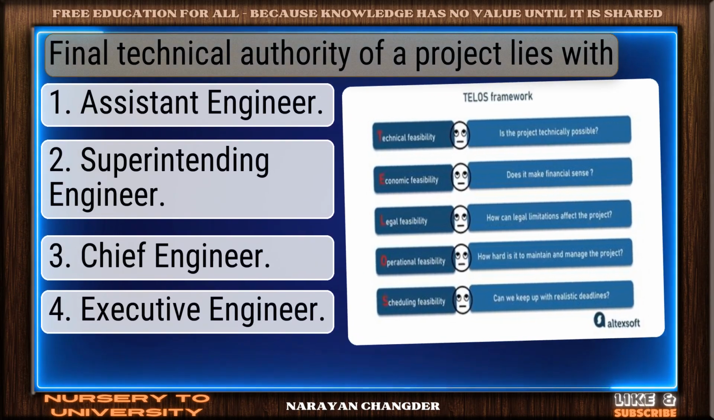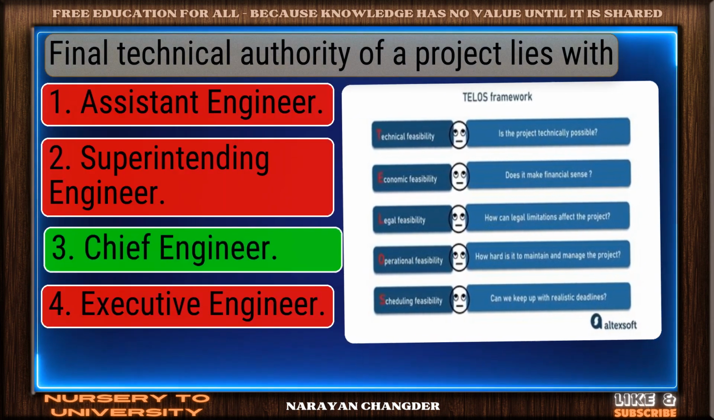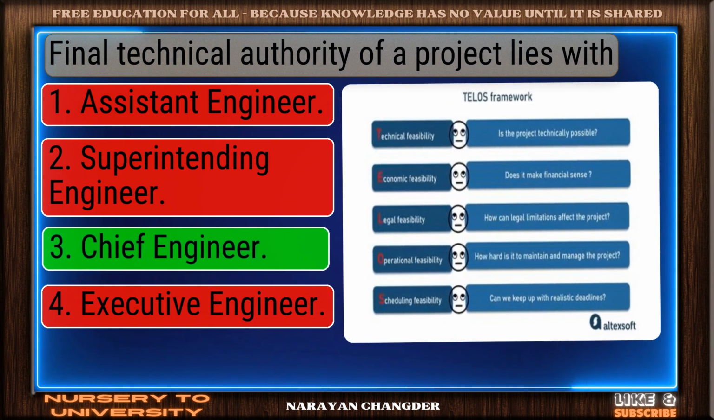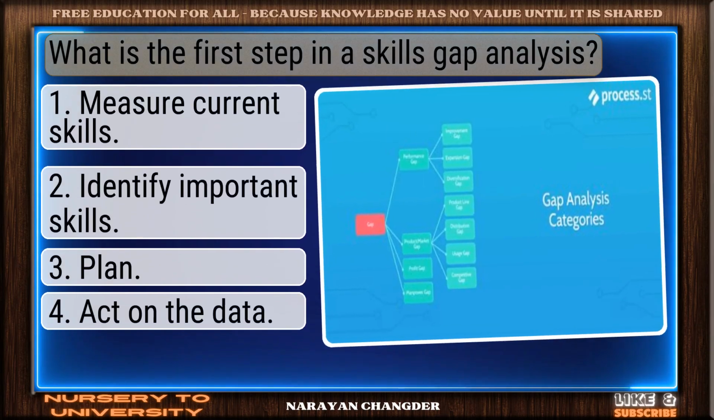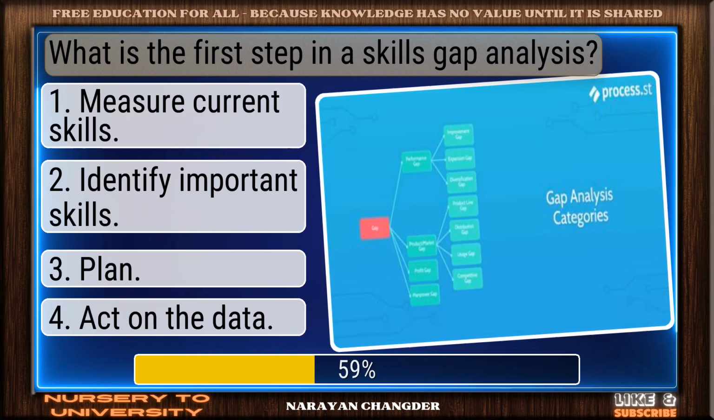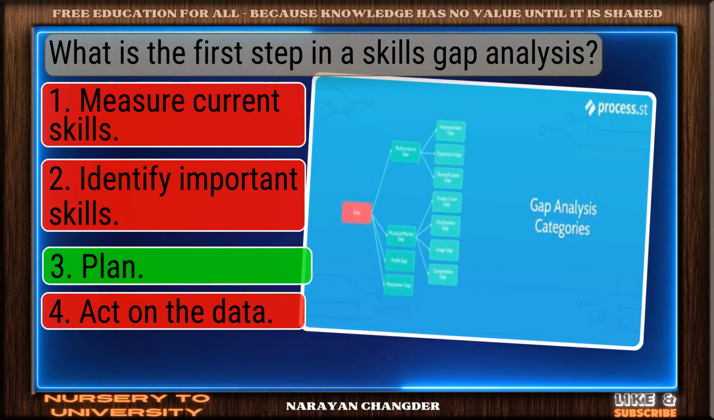Final technical authority of a project lies with. Correct response. Chief engineer is the most accurate answer. What is the first step in a skills gap analysis? Right choice. Plan is the best answer.